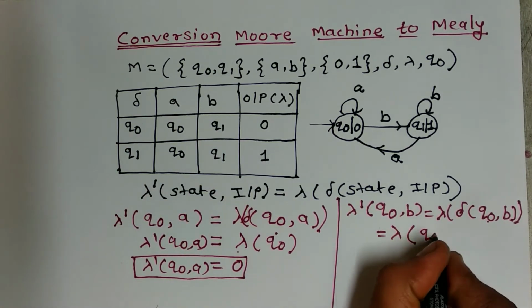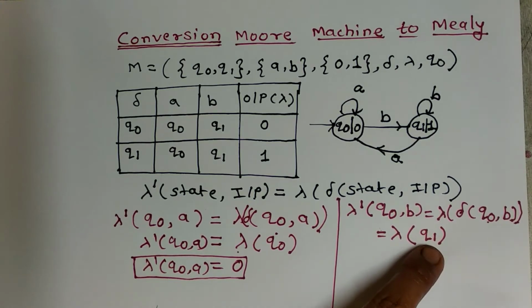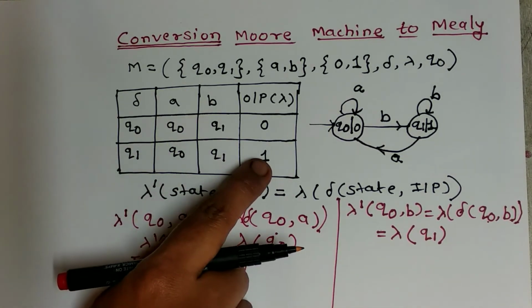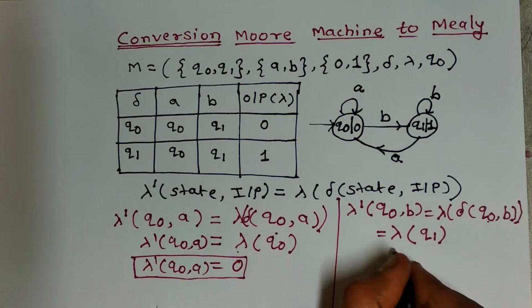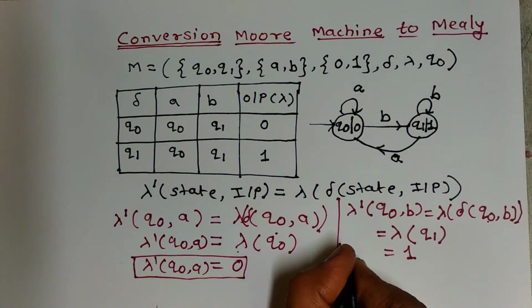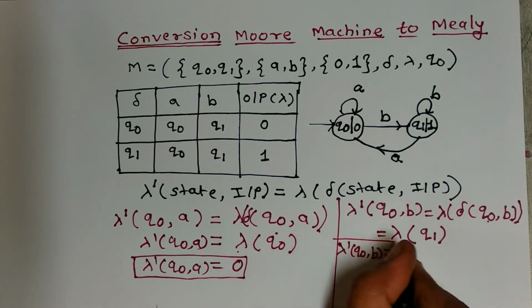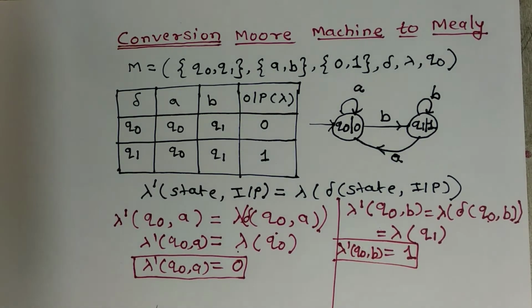See, Q1. So what is the lambda of Q1? What is the output of Q1? Q1's output is 1. So this is the lambda dash of Q0 comma B. Put the rectangle and keep it aside.